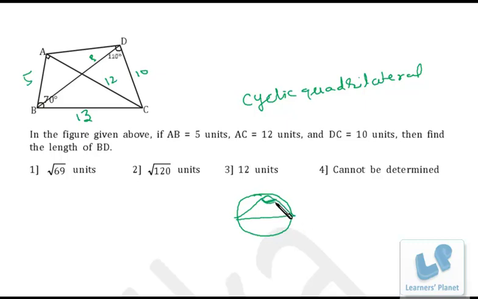If this angle is 90 degrees, that means this must be the diameter, right? Or if it is the diameter, then this angle must be 90 degrees. Both things are true, vice versa. So this angle is 90 degrees, that means BC must be the diameter.